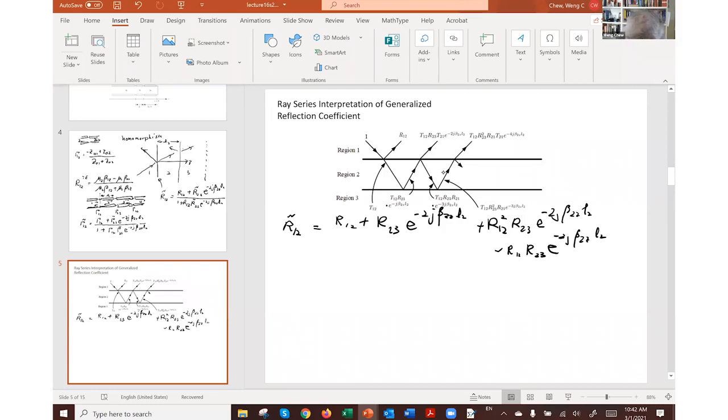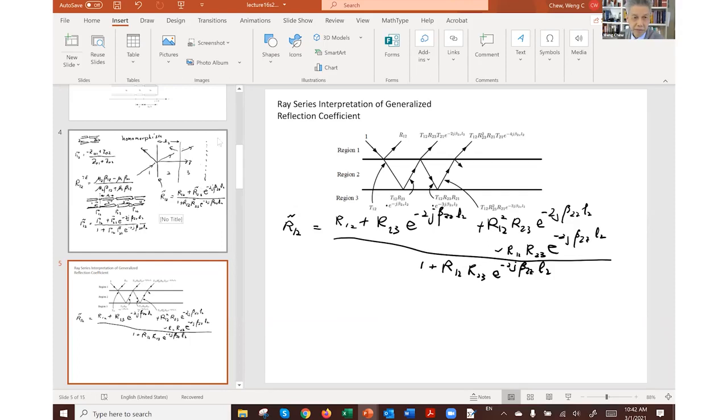I will have something like this. So this is my numerator. The denominator remains the same. It will be the same as before, 1 plus R12, R23, e to the minus 2j beta 2z L2. Remember that I removed my tilde because I don't have a reflection from this layer anymore in this picture. So the R23 tilde goes away, and these are the entire numerator.